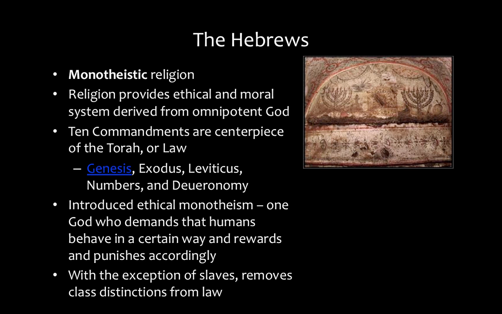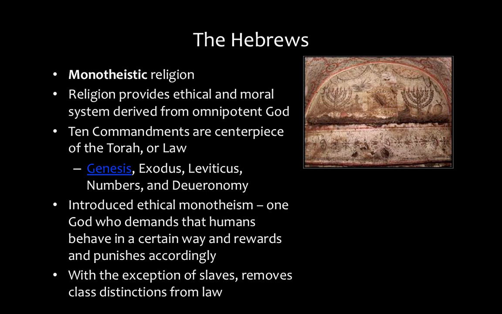And of course, Judaism is one of the oldest monotheistic religions, and Christianity later on is going to become an offshoot of Judaism. So if you're more familiar with the Christian religion and yet these books look familiar to you, Genesis, Exodus, Leviticus, Numbers, and Deuteronomy, it's because they all make up the Torah, the first 5 books of the Hebrew Bible as well. So this religion introduces this idea of ethical monotheism, one God who demands that humans behave in a certain way and rewards and punishes accordingly.